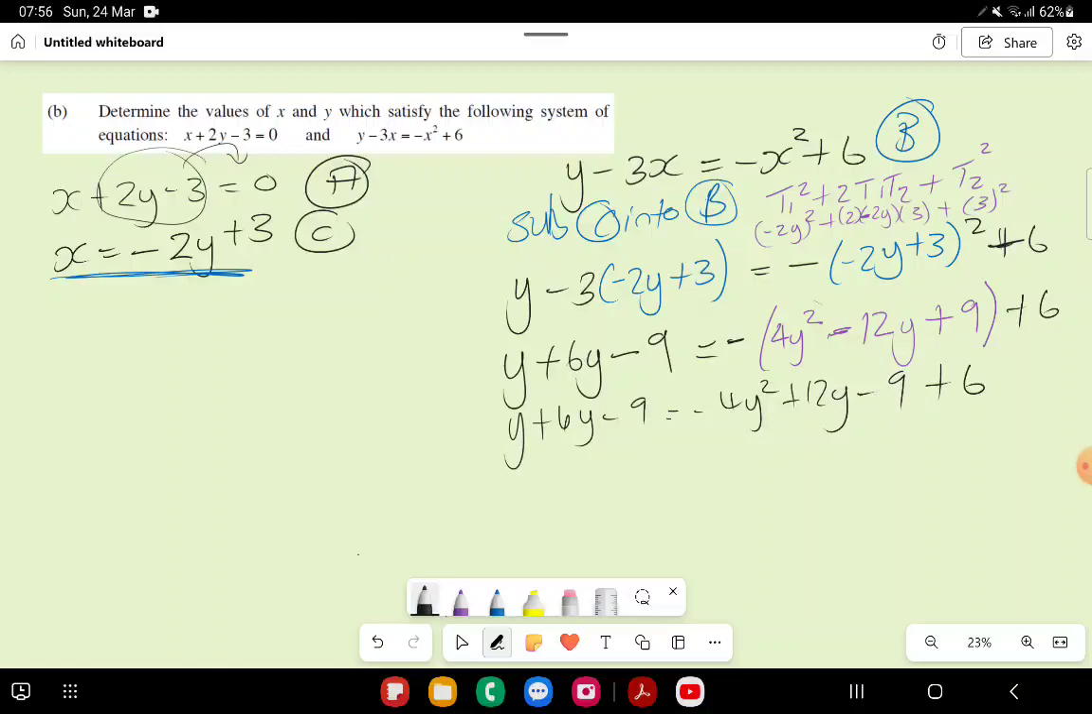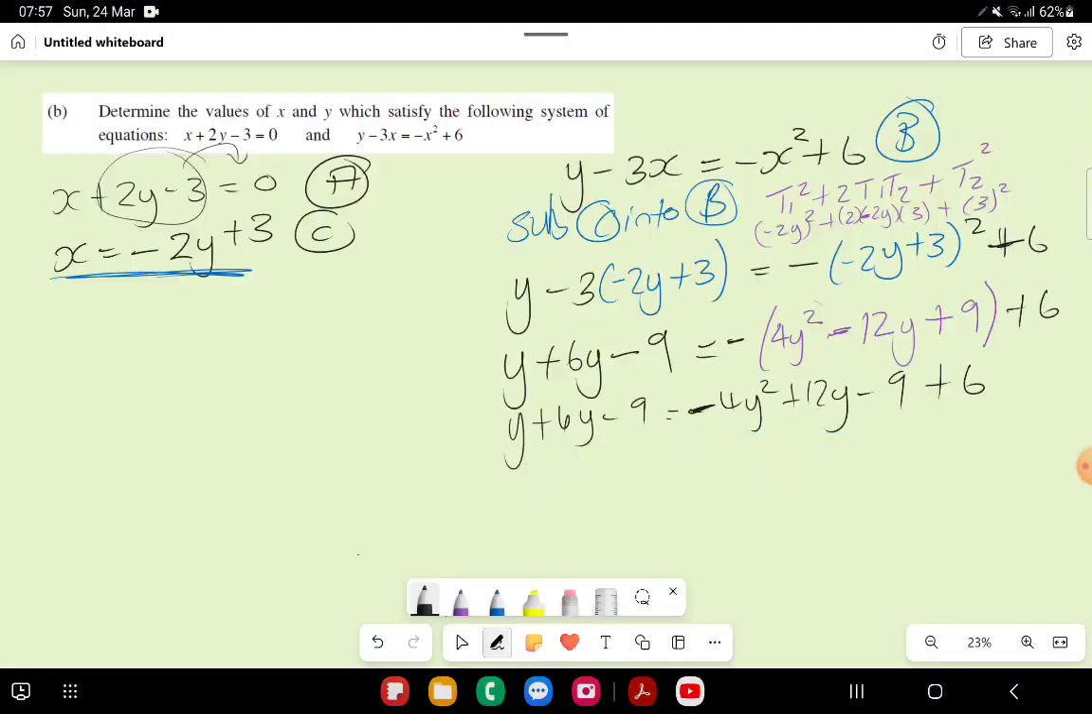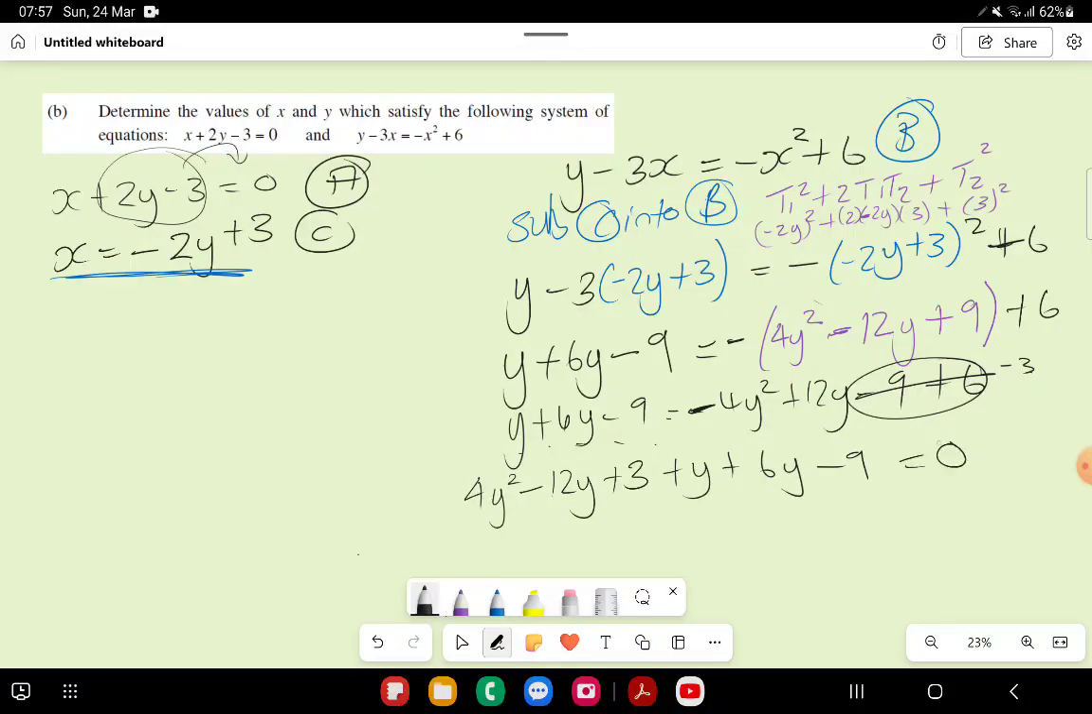Let's take everything to the right or to the left, since there's a minus 4 here, right? Let's take everything to the left. So we are going to say 4y squared minus 12y plus, okay, so 9 minus 9 plus 6 is minus 3. So plus 3. This one here ends up being negative 3, right? Instead of that. And I'm going to rewrite all of that. Plus y plus 6y minus 9 equals 0.